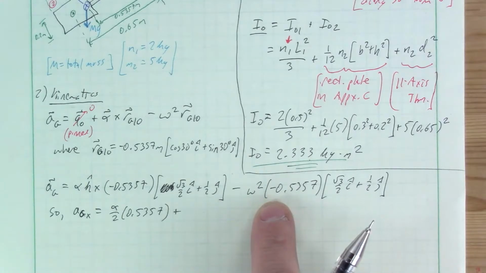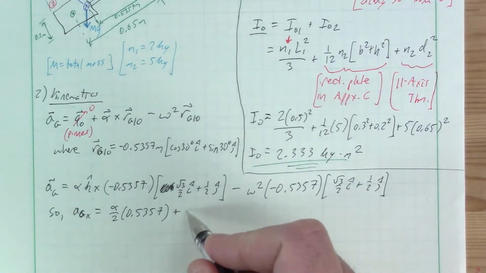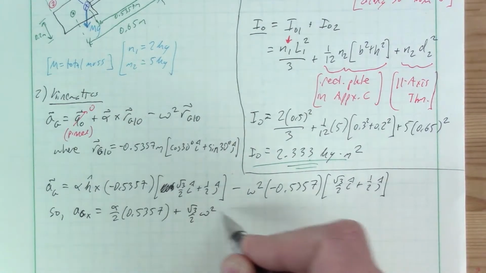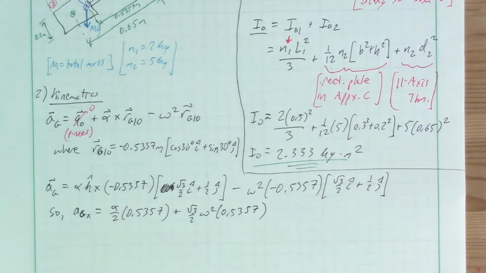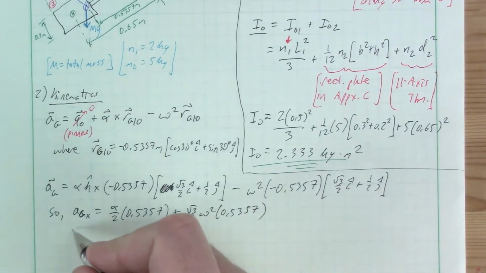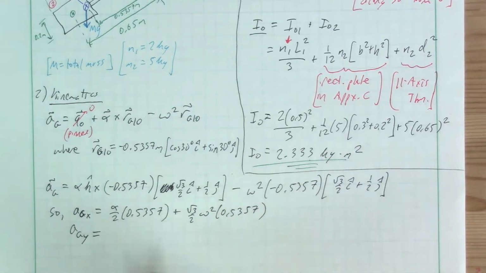Okay, so plus root 3 over 2 omega squared, and then 0.5357. Okay, and just checking my work, I think it all looks good. Now the y component, right, it's going to be the other components here. So we have k crossed into i, that's positive j with a negative sign in there.